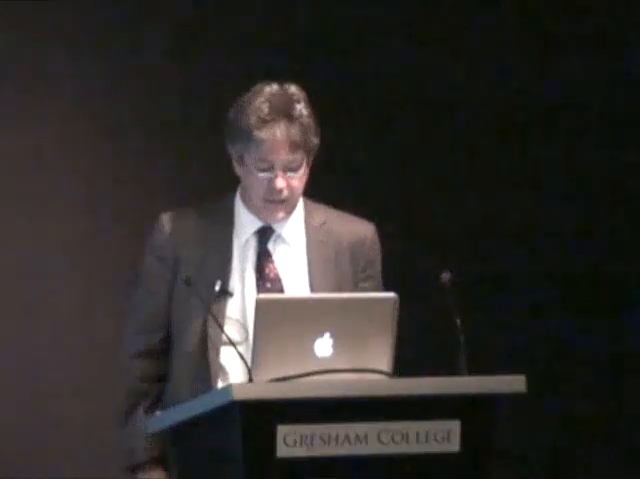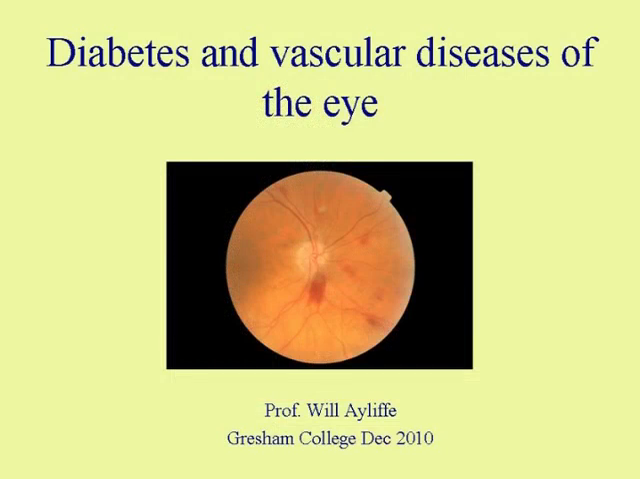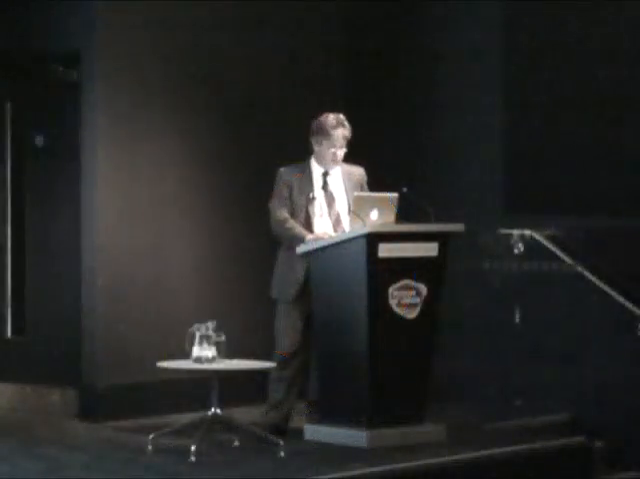The eye, as you can see illustrated here, is a photograph, and it shows obviously a lot of hemorrhaging and a few white spots that you can see just above the big white circle. We're going to explain how these images are obtained and what they mean as we go through the talk.